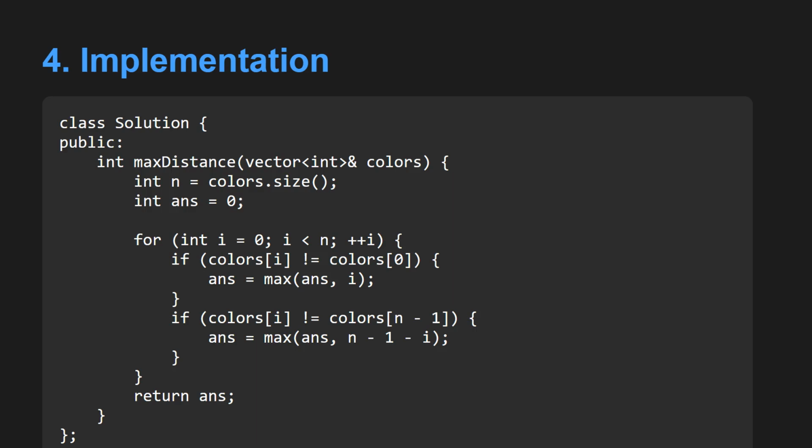Here is the neat implementation in C++. We store the size of the array in n, and initialize our answer to 0. We loop from index 0 to n-1. If the current house's color is different from the first house's color, the distance is simply i, and we update our max answer. Likewise, if the current house's color is different from the last house's color, the distance is n-1 minus i. We update the max answer and finally return it. Simple and elegant.